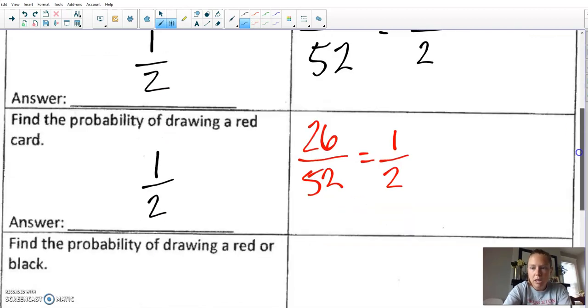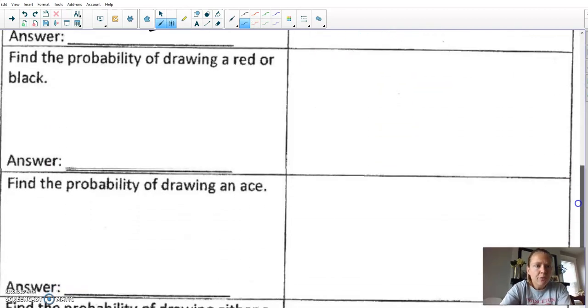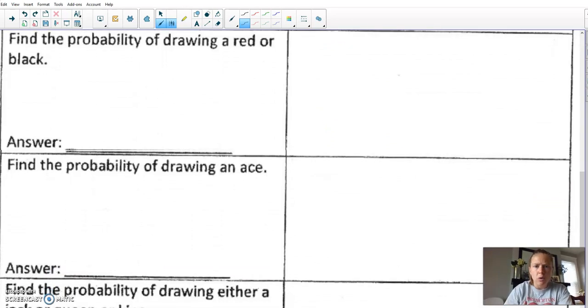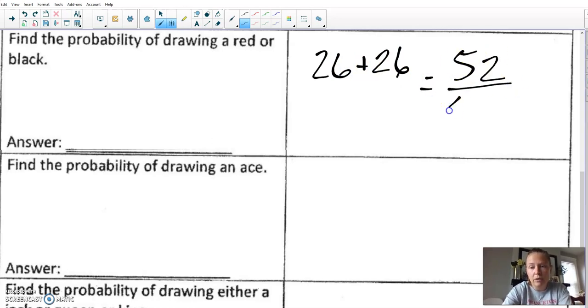Okay. Next. Find the probability of drawing a red or a black. Well, there are 26 black cards and there are 26 red cards. That's just 52 out of all 52 cards. The answer is just 1. You're going to pick a red or a black card. It's always going to happen. It's 100% probability.